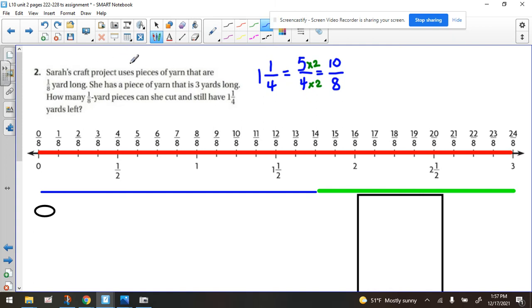We're looking at number 2. Sarah's craft project uses pieces of yarn that are 1/8 yards long. She has a piece of yarn that is 3 yards long. How many 1/8 yard pieces can she cut and still have 1 1/4 yards left?